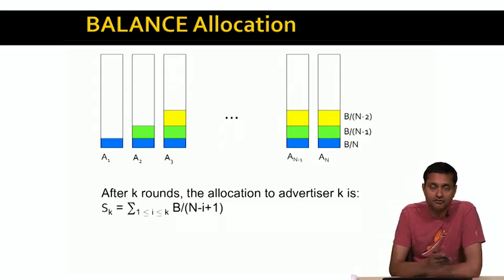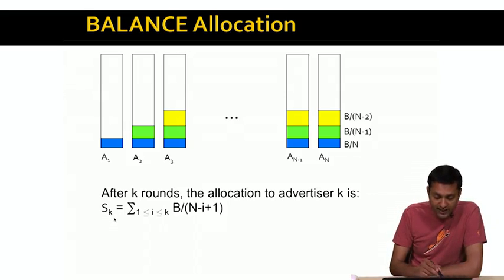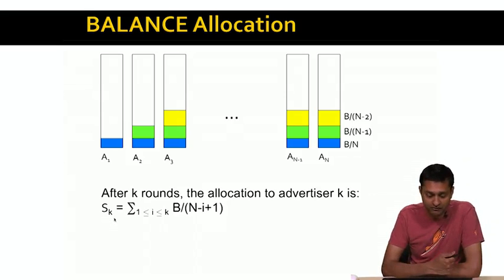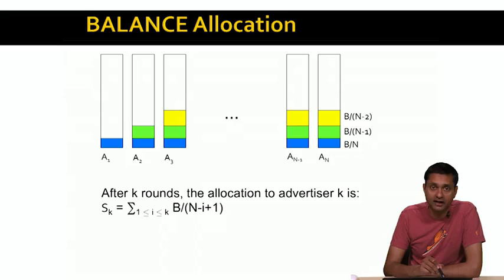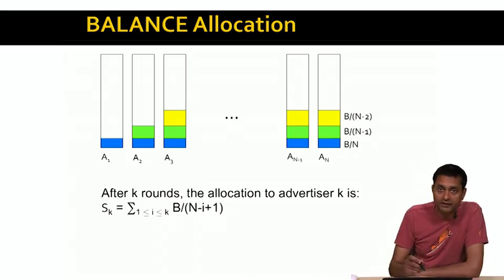Now this process can continue for a while, but after a few rounds, what's going to happen is that this allocation is going to exhaust the budget of the kth advertiser. At some point, Sk is going to exceed B, which is the total budget that's available to the kth advertiser. And at that point, we have exhausted the budget of not just the kth advertiser, but also all the advertisers k plus 1, k plus 2, and so on through n, because all the advertisers k plus 1 through n have the same allocations.